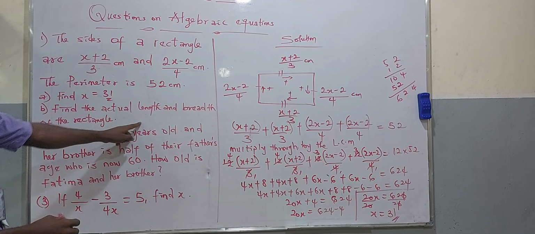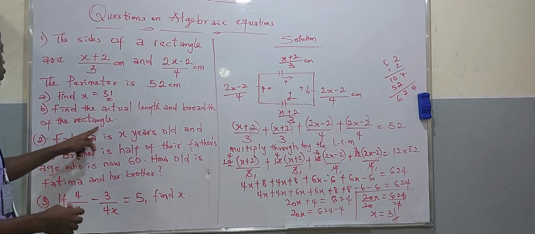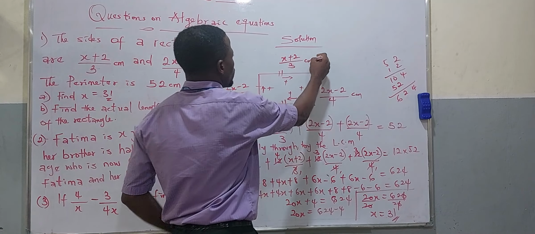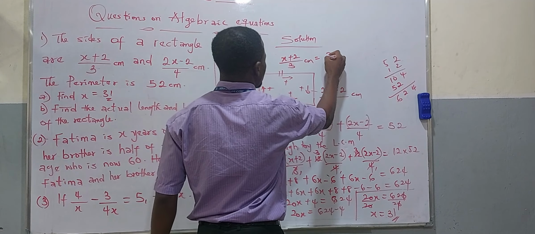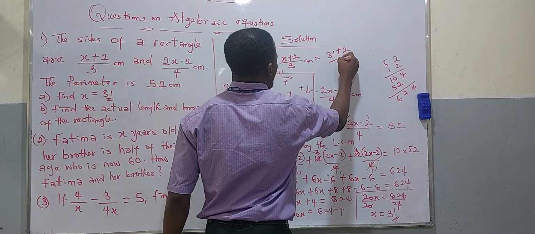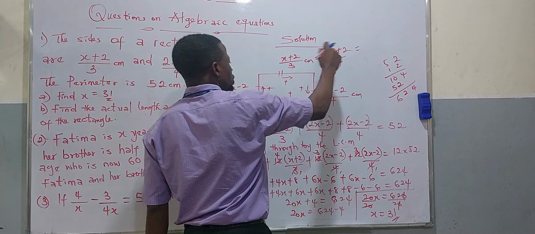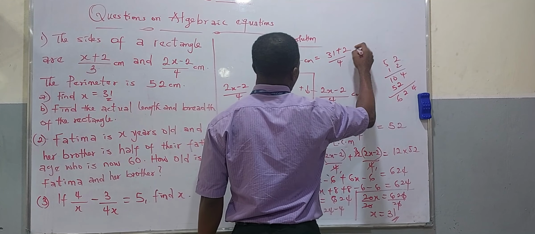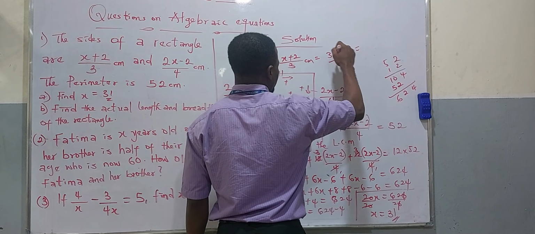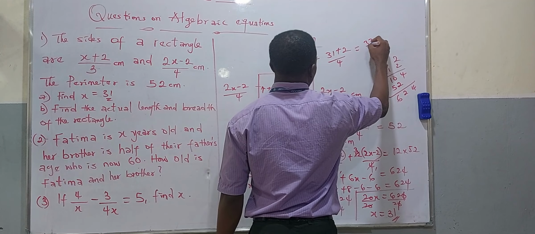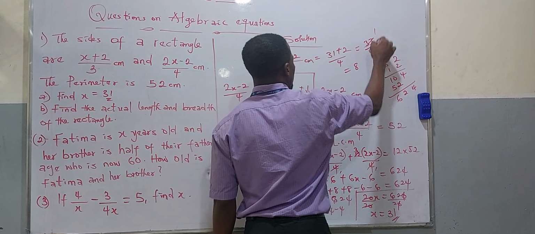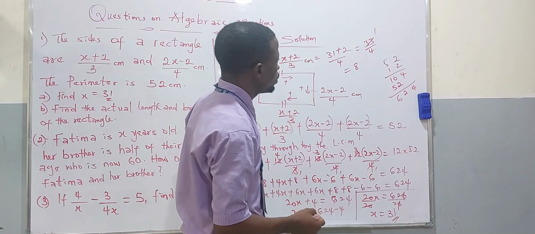They now said find the actual length and breadth of the rectangle. Substitute the value of x into this. This one will now be equal to what? 31 plus 2 over 4. And that is 31 plus this, that is 33 over 4. And that is 8 whole number, remainder 1. Right? 4 into 33 is 8 remainder 1.